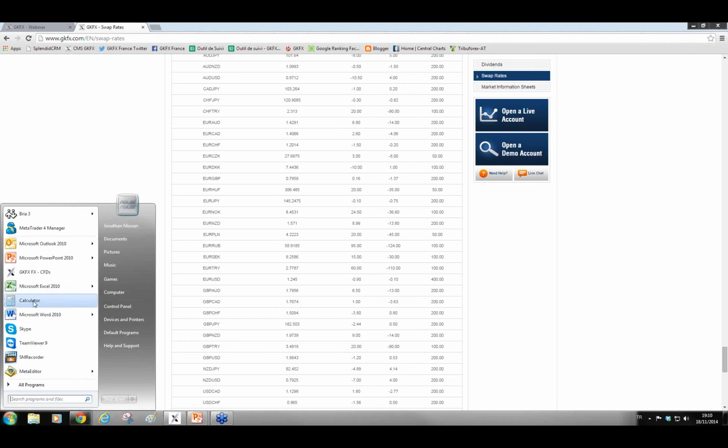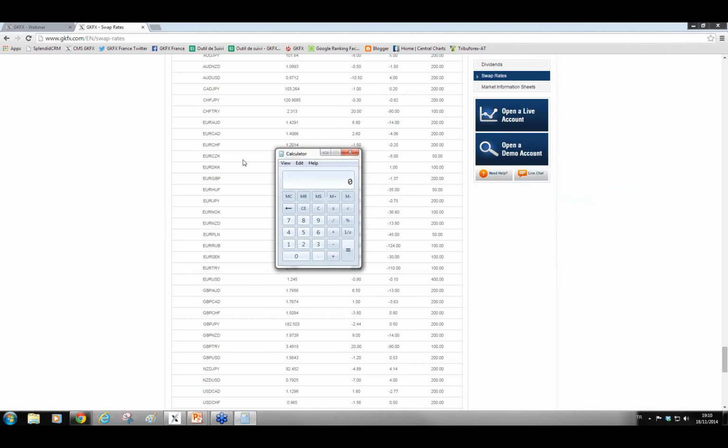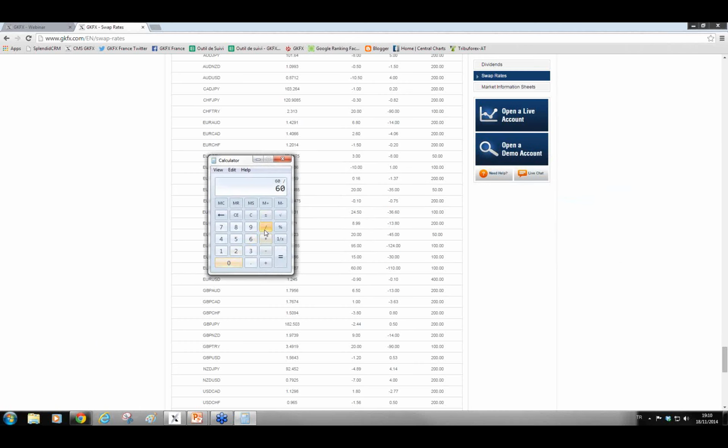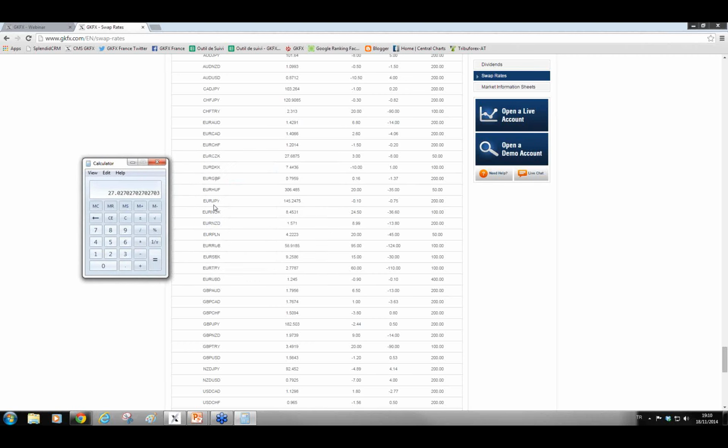Let me check again. So 60 divided by the rate, which is 22. Yeah, 22. So if, for example, you sell one lot of Euro Turkish Lira, you can profit from a positive swap of $27 a day. It's daily.